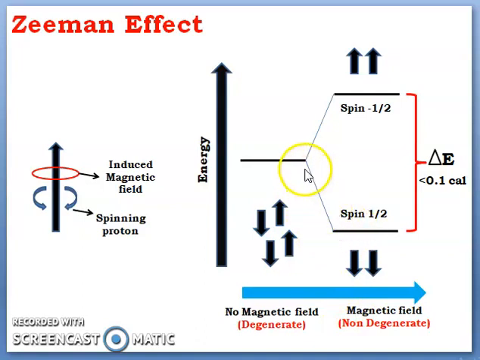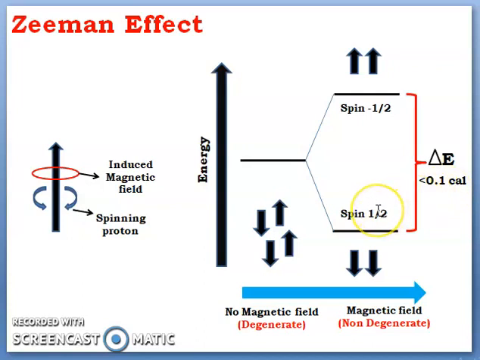The degeneracy is lost due to the application of the magnetic field, and this plus half is denoted because the induced magnetic field of the proton is parallel with the applied magnetic field, which is considered the low energy state. The induced magnetic field of the proton that opposes the applied magnetic field is given as the high energy state. The energy difference delta E is very small, that is, less than 0.1 calorie.